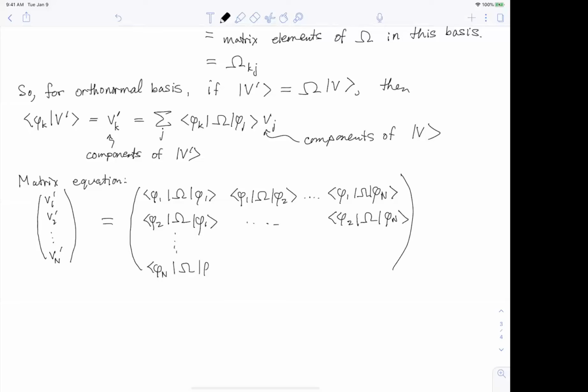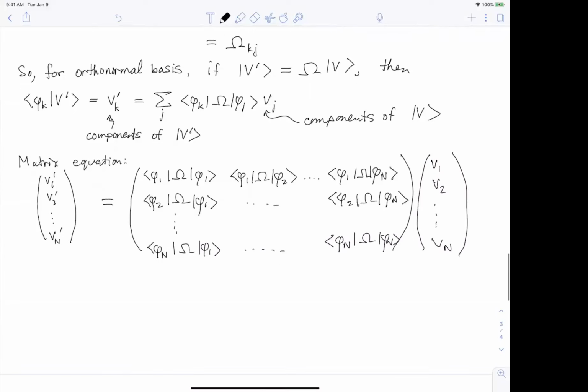omega phi 1, and this is going to be phi n omega phi n, all acting on V1, V2, up to Vn. Okay, so this big matrix equation that I've written has the same form as what I wrote up here in terms of the operators.